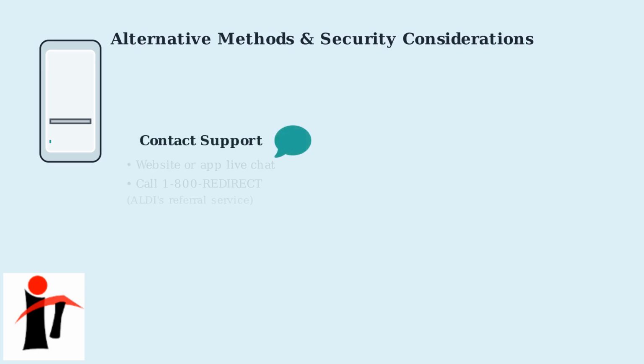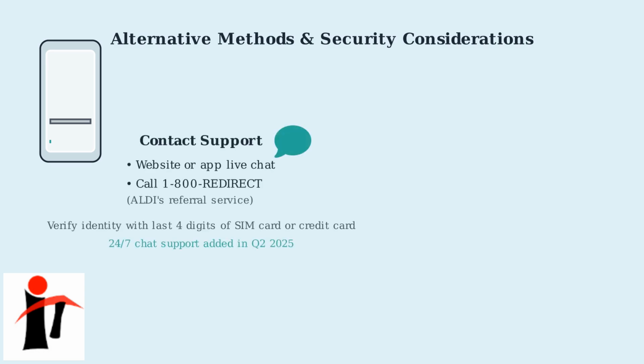If you can't find your ALDI mobile account number through the app, online portal, or billing statements, here are alternative methods and security considerations. Contact ALDI Mobile support through their website or via the app's live chat. You can also call 1-800-REDIRECT, ALDI's referral service for ALDI Mobile.